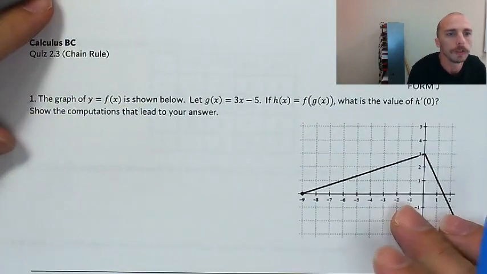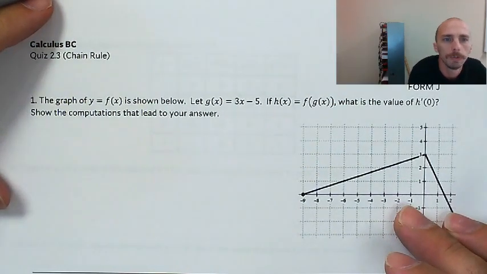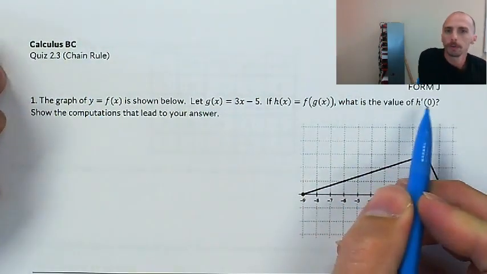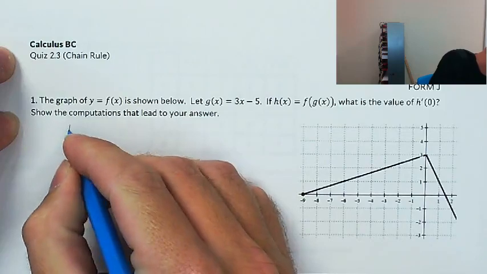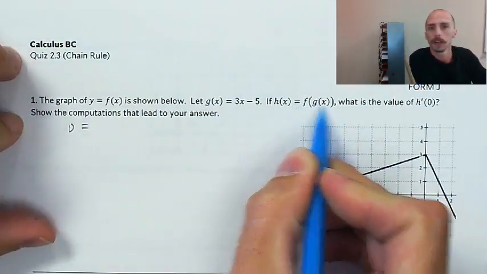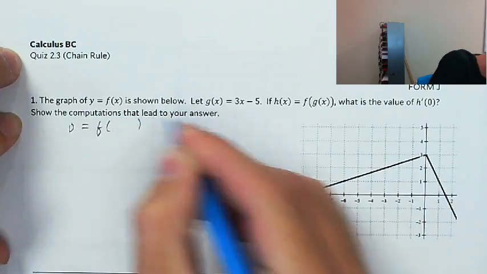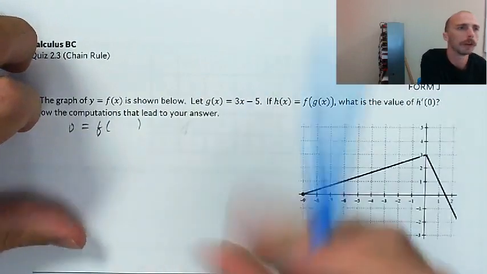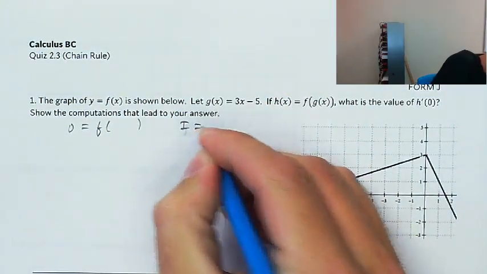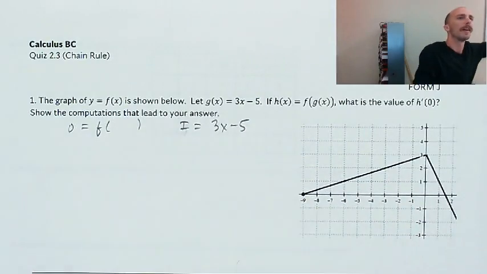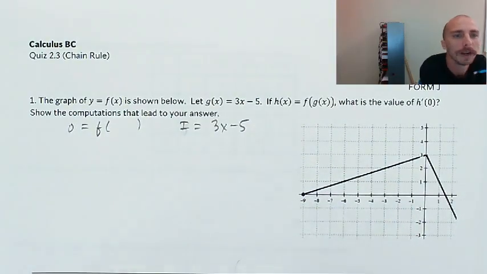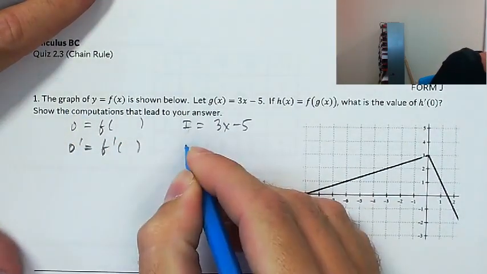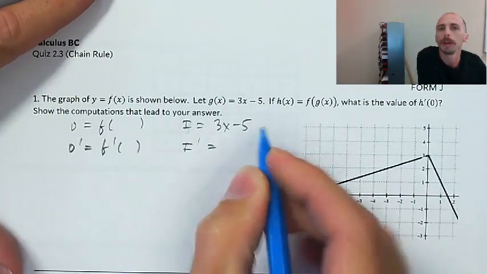All right, now we'll do form J. So let h be f of g of x, and g is 3x minus 5. If I'm going to take the derivative of h, I'm going to have to find my outside and my inside. On the outside, I've got f, and on the inside, I've got g. But I've got a formula for g, so maybe I'll just write that right down there. And so I can take my derivative of my outside and my inside. The derivative of the inside, well, that's just going to be 3 minus 0.